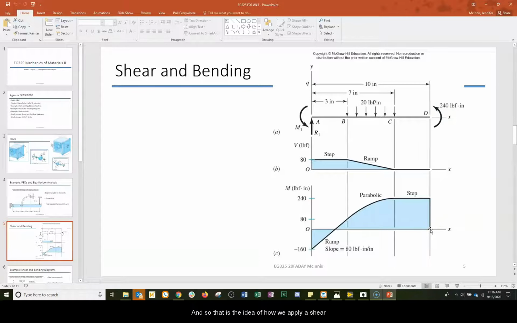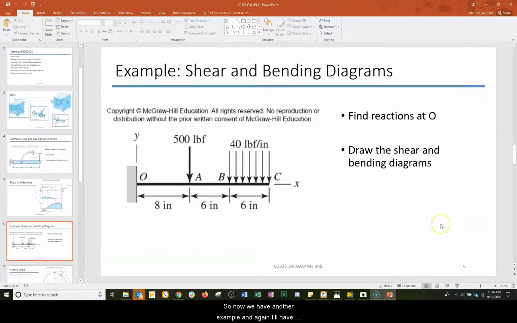And so that is the idea of how we apply a shear, how we apply loadings to develop our shear and bending diagrams. So now we have another example, and again I'll have you pause and think about how you would approach this problem with an applied load, concentrated load at A, a distributed load from B to C, and it's a cantilever beam fixed at O. So pause here, take a moment to consider how you would complete this problem, and then we'll look at what I developed in class.